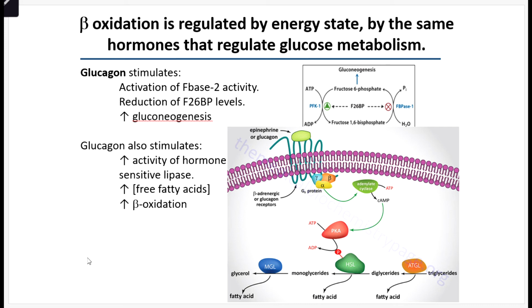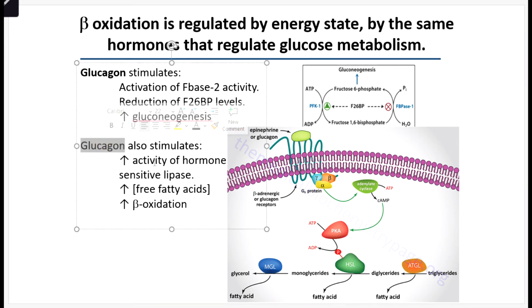Beta oxidation is regulated by energy state by the same hormones that regulate glucose metabolism and F26BP. So remember, the presence of glucagon will reduce amounts of F26BP, which will push flux towards gluconeogenesis. The presence of insulin will increase flux through glycolysis by producing F26BP and increasing PFK1, and at the same time decreasing FBPase1. So this is your committed step of glycolysis. So glucagon does all these things to glycolysis and glucose metabolism.